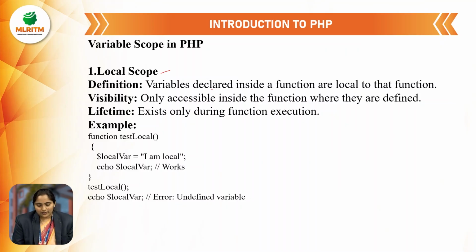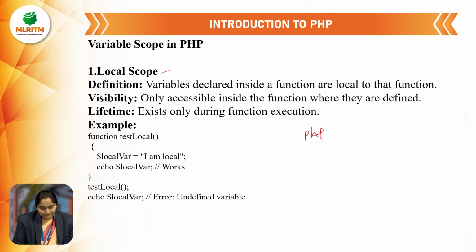And see the definition: the variables declared inside a function are local to that function, and those are accessible only within that function. Outside of the function, that variable is not accessible, and the lifetime exists only during the function execution. In PHP, the lifetime of a variable is up to within the function only. Once the function finishes its execution, the variable will be deleted.